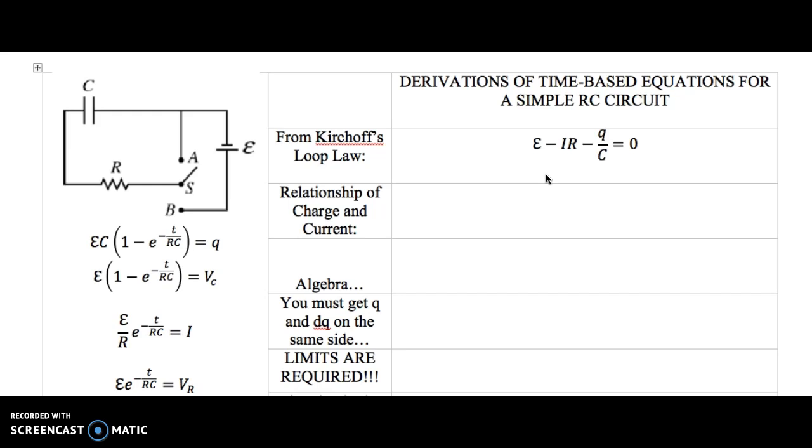You couldn't plug in a time value and find out what the current is at some moment. But if you happen to know what the current is at some moment, you could plug in your values and figure out the charge on the capacitor. So the little q here stands for charge at some particular time.